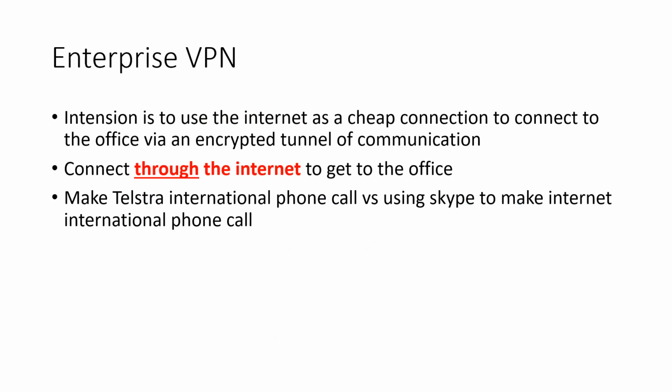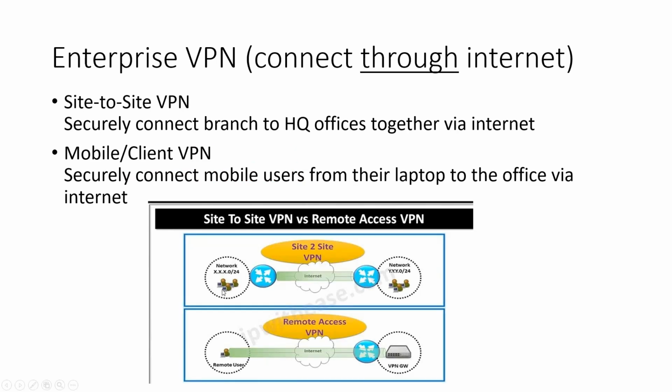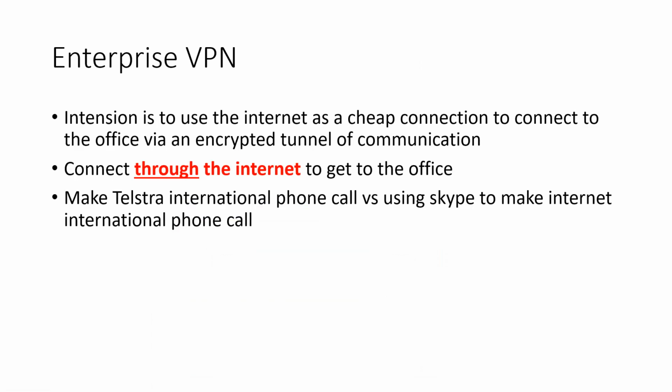Whereas with an enterprise VPN, the intention is not really to go to the internet, but rather to go through the internet to get back to the office. Your intention is to connect your office's network together, whether it is a site-to-site VPN or a remote access VPN. So you have your HQ and a mobile user who wants to connect through the internet back to the office network. So we're using the internet as a conduit.